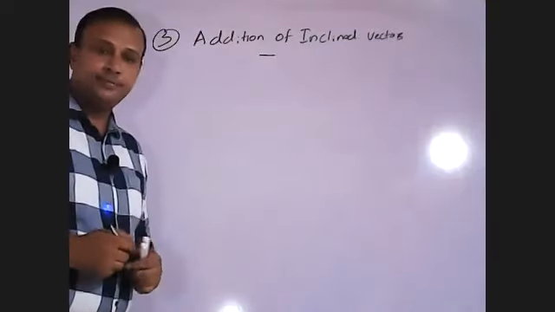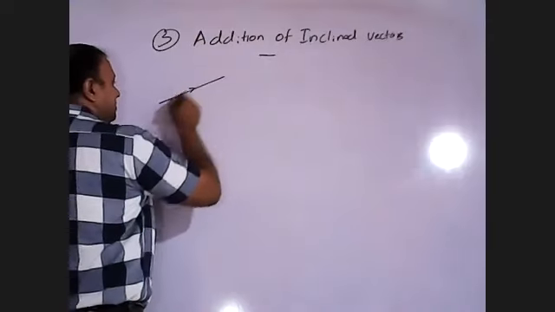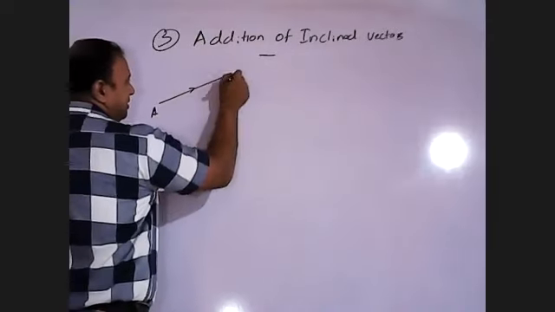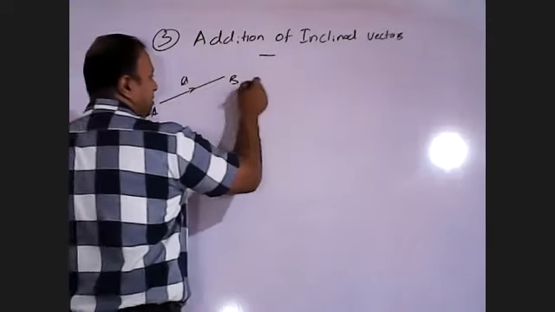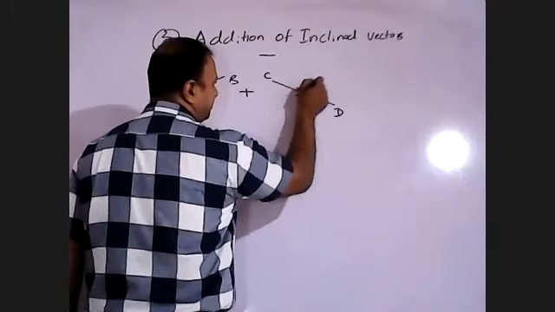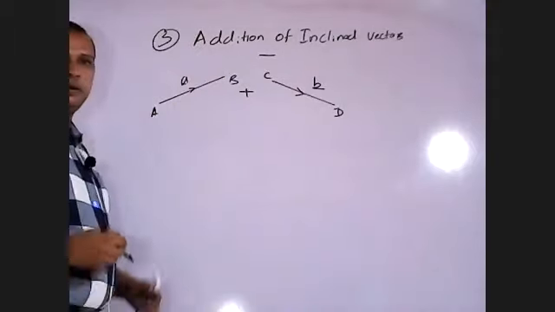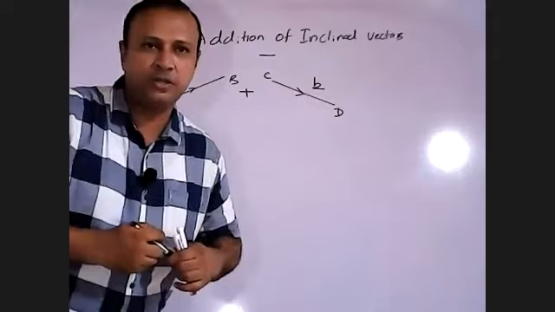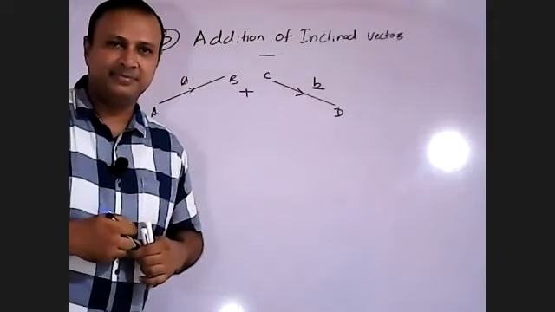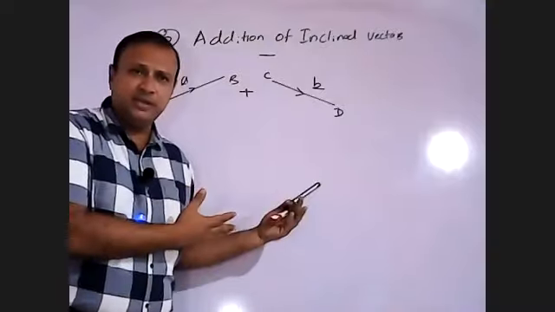Suppose you are given this kind of vectors, AB plus CD. How to add those two? If I apply the principle of vector addition, this is very easy, no?